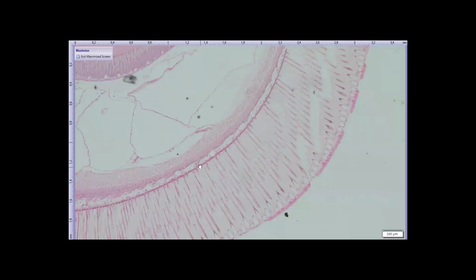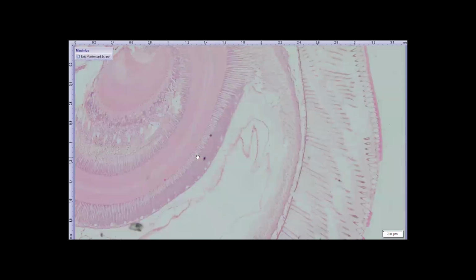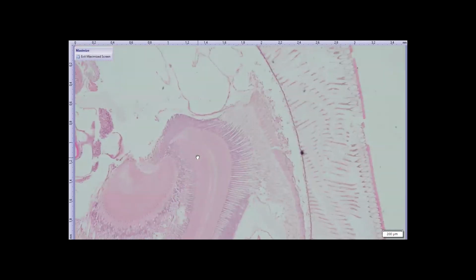Those fenestrated nerve structures traverse directly into, you can see it up here, but you can't see it down there, directly into this structure, which is the optic lobe of the arthropod eye.